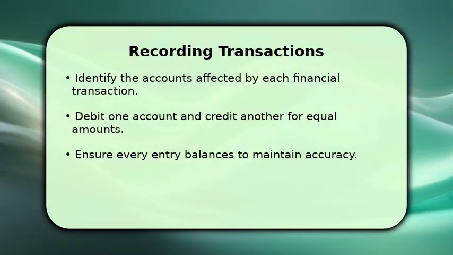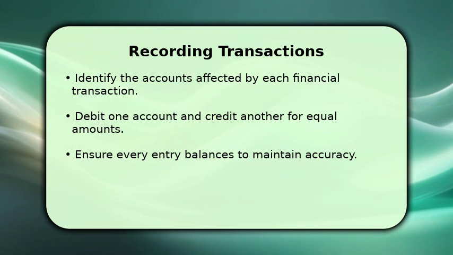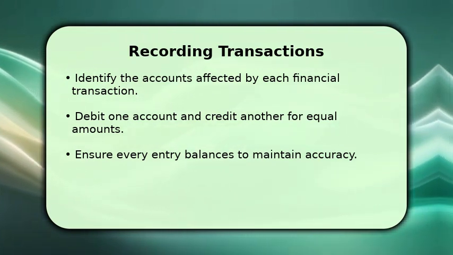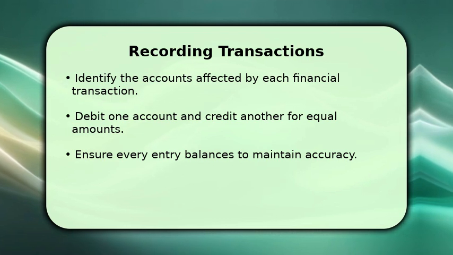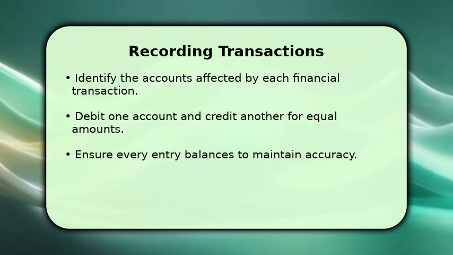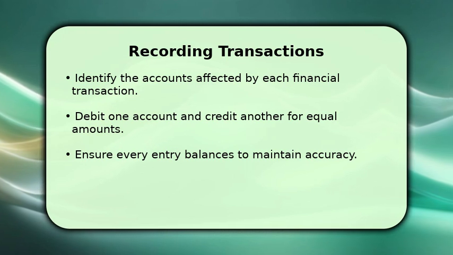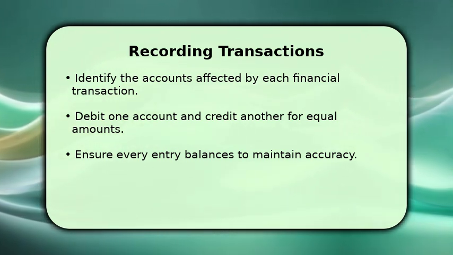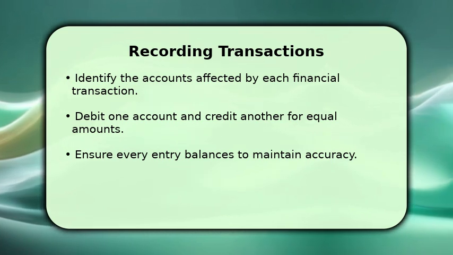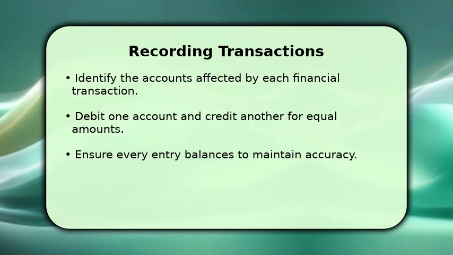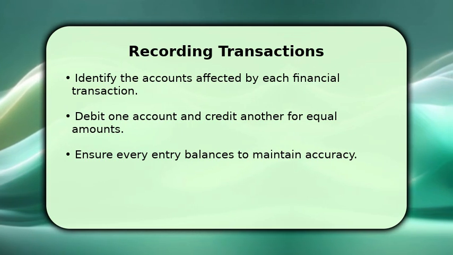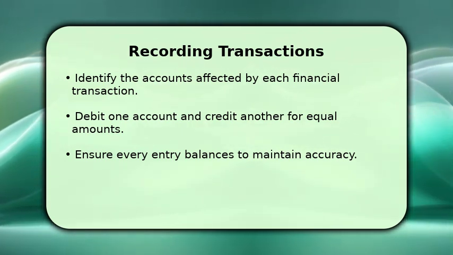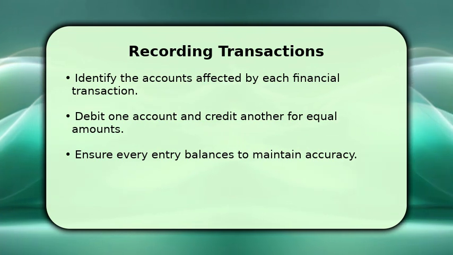Recording transactions accurately is crucial. For every financial event, you'll identify at least two affected accounts. Using the double entry system, you'll debit one account and credit another for the exact same amount. For example, if you pay a $500 bill, you might debit an expense account and credit your cash account. This ensures that your ledger always remains balanced, providing a reliable and accurate financial record.